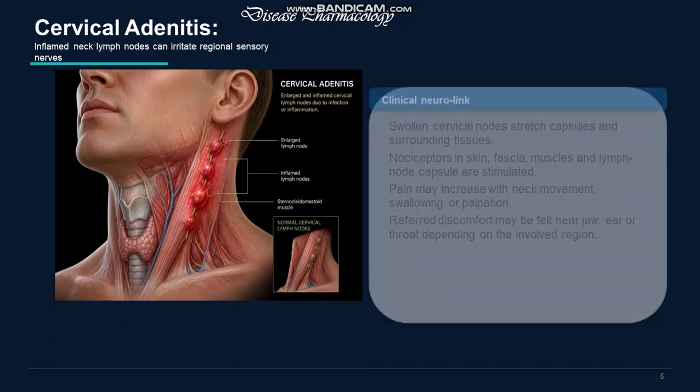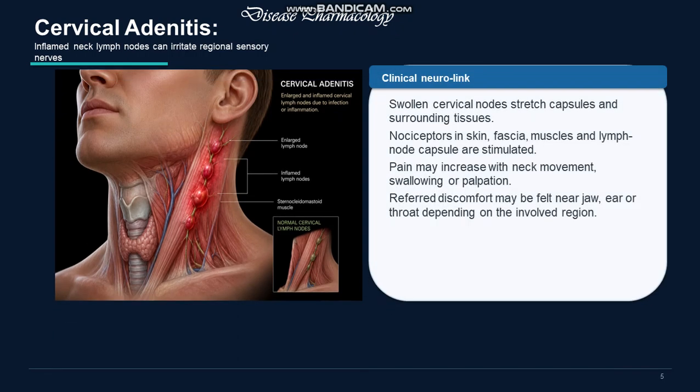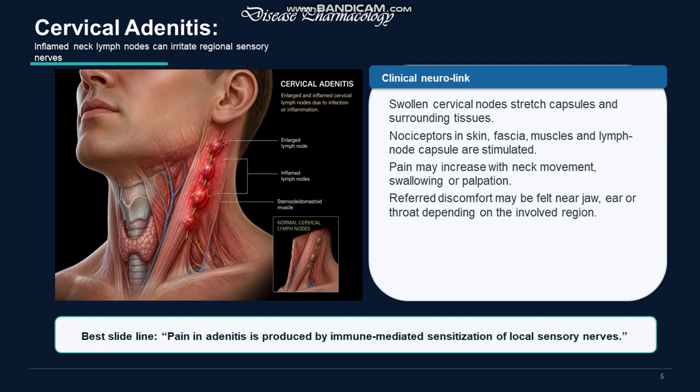Cervical adenitis, swollen cervical nodes, nociceptors in skin, fascia, muscle, and lymph node capsules are stimulated. Pain may increase with neck movement or swelling. Pain in adenitis is produced by immune mediated sensitization of local sensory nerves.